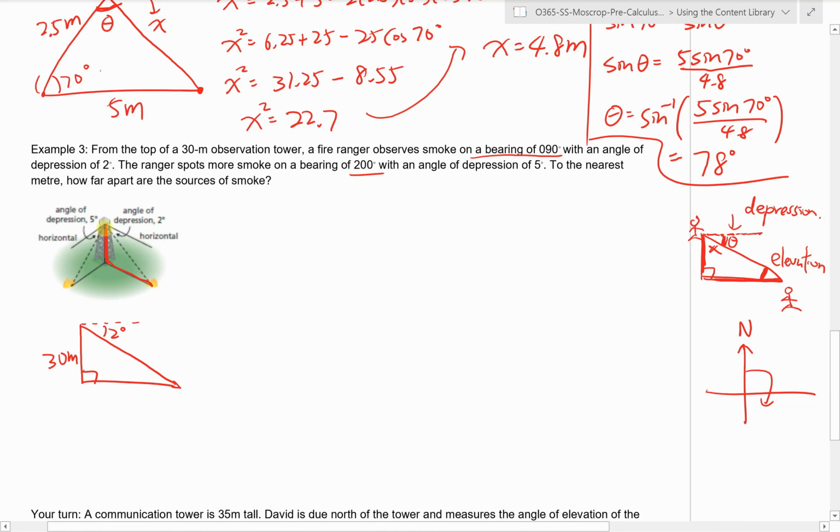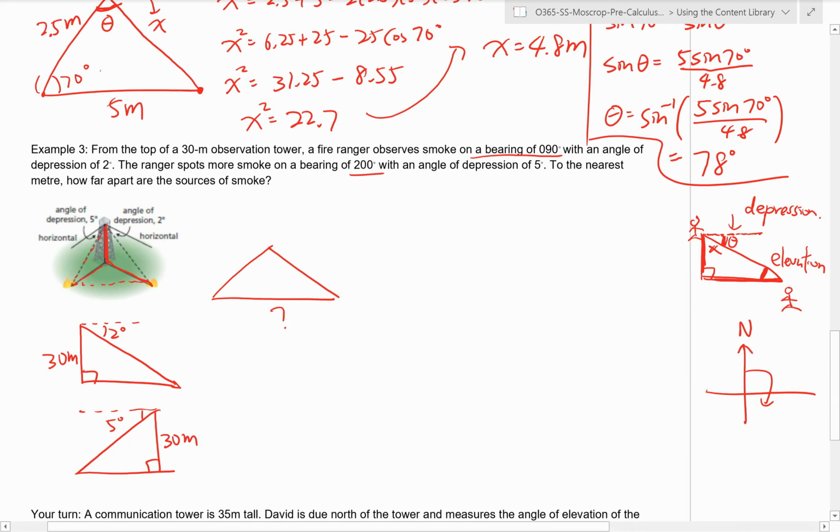The second triangle is this one right here. Okay, and if I draw it, maybe I'll draw it like this. And this right here is 5 degrees. And again, I know the height of the tower is 30 meters. And what are we actually looking for? How far apart are the sources of smoke? So we're looking for this distance. Okay, so that means I have a third triangle actually. So now I have this triangle. And we're looking for this.